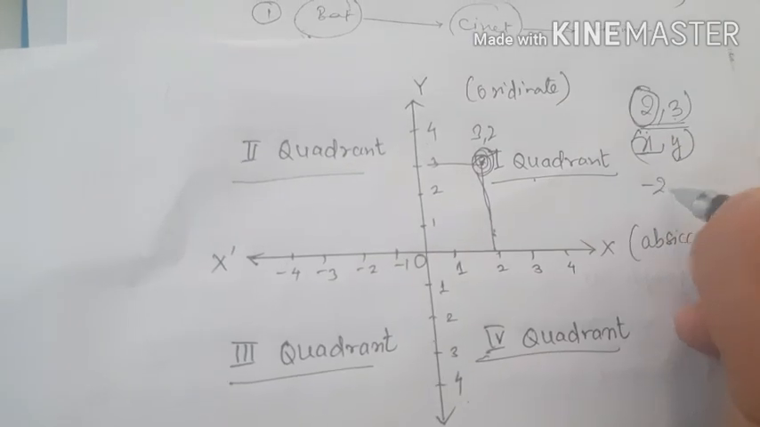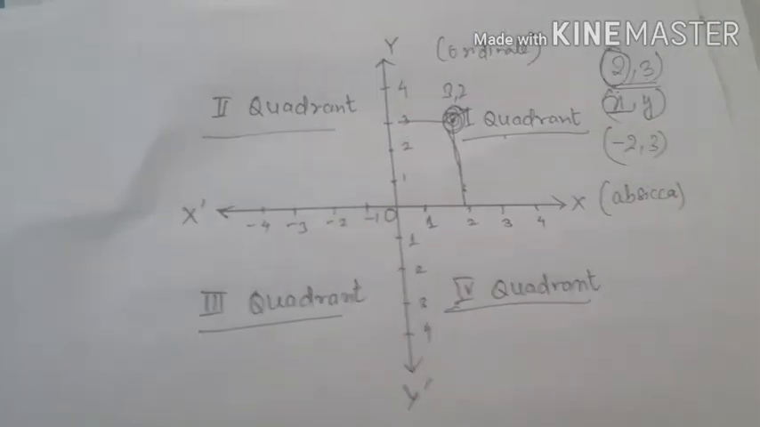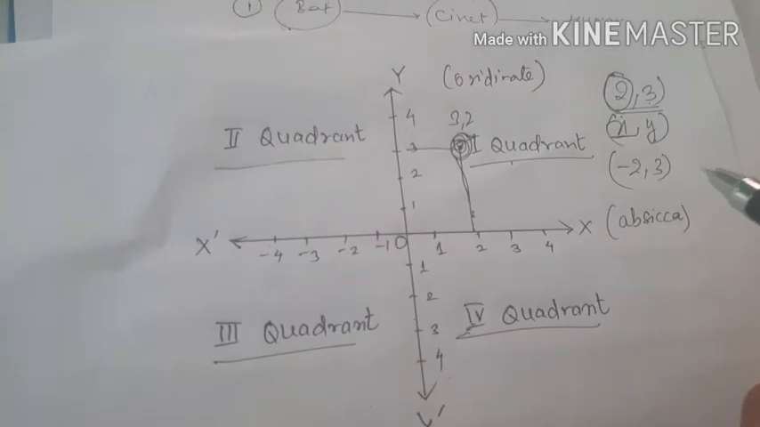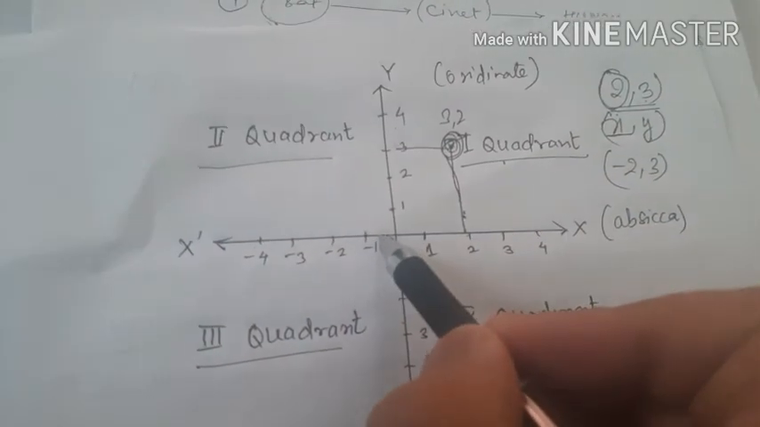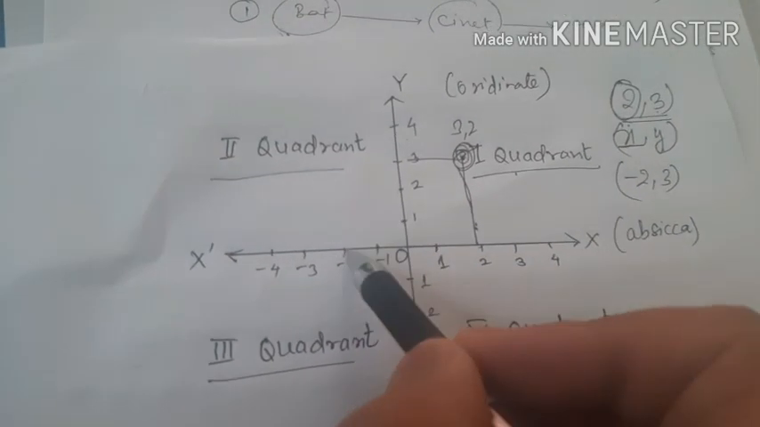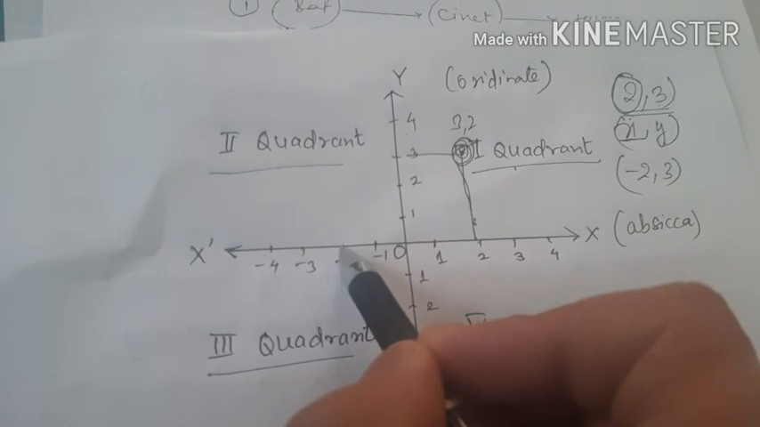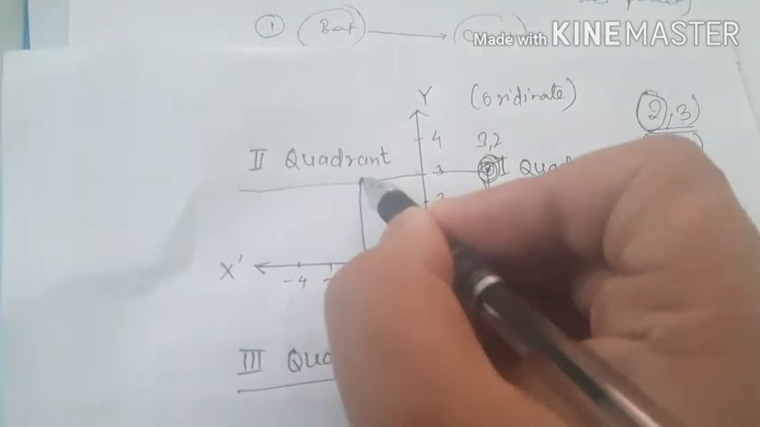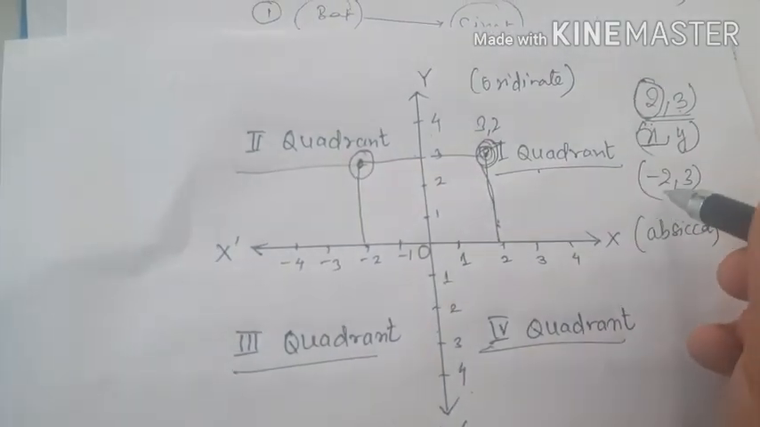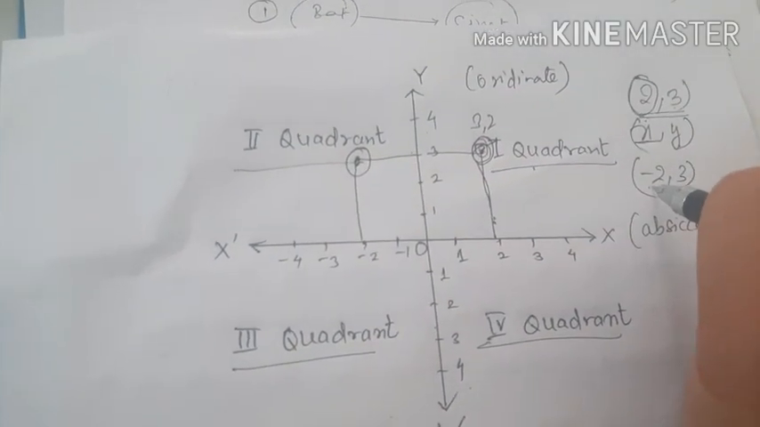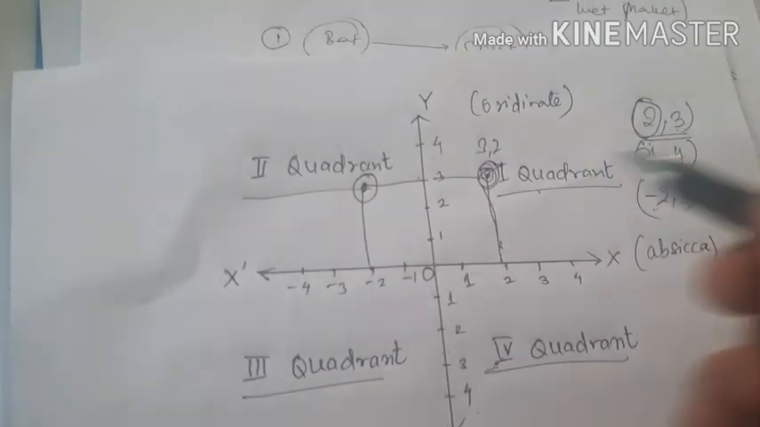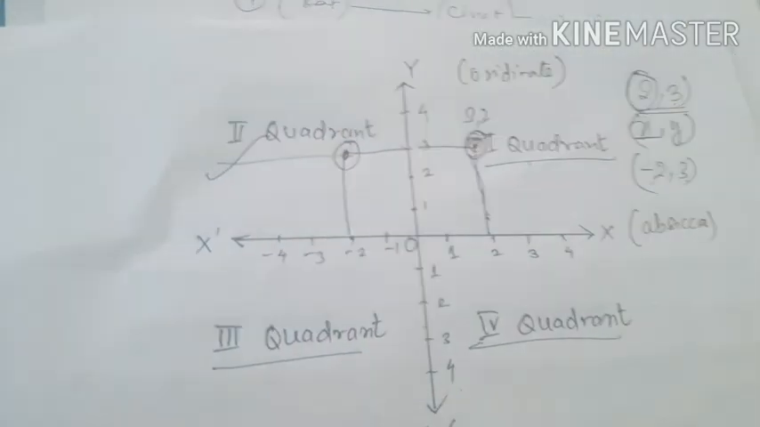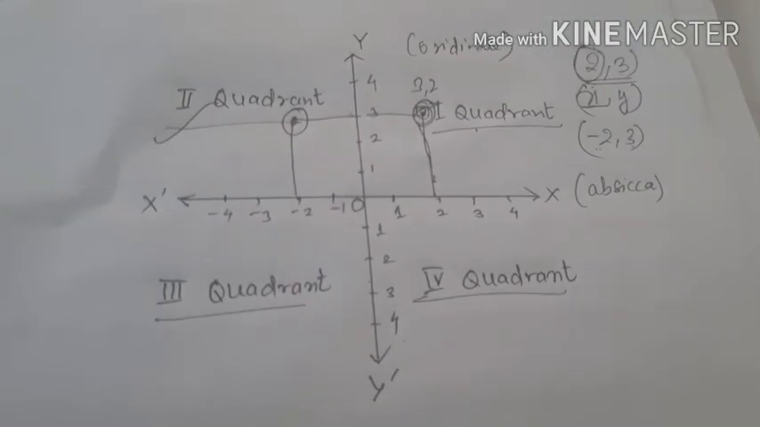Now suppose the point is minus 2, 3. The x is minus 2, so it is here on the left, and y is 3, upward. So this is your second quadrant. If my x is minus and y is plus, then it comes under the second quadrant.